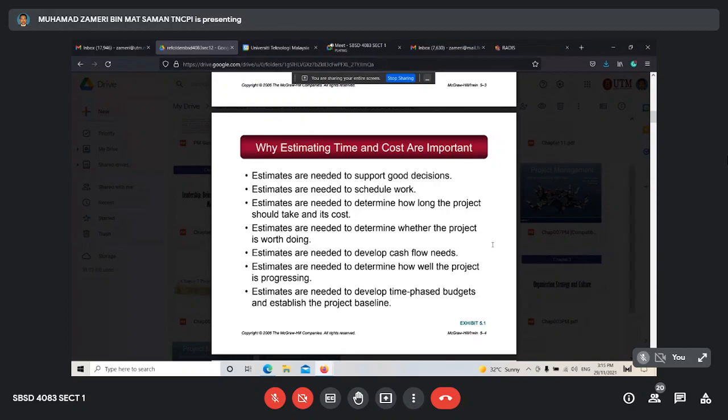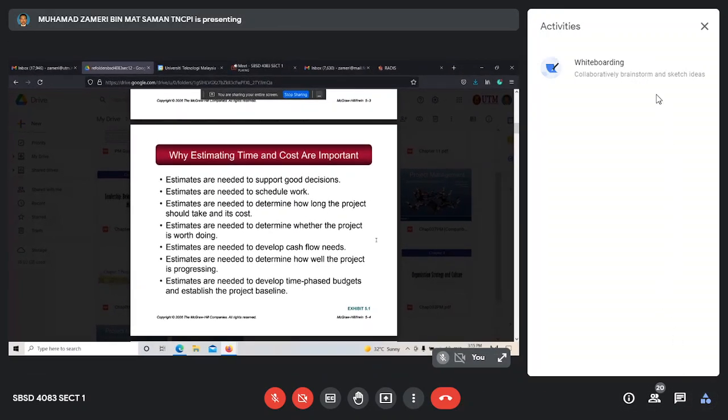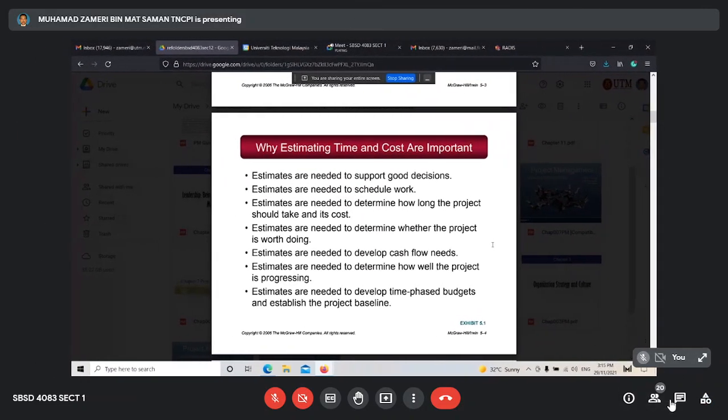And then estimates are needed to develop cash flow needs. Cash flow means the transactions. In 1 month, how many transactions? That means how much you need to spend in 1 month. So if you have a target, you can plan that. Estimates are also needed to determine how well the project is progressing. Based on your forecast data, you can monitor the progress of the project because you already know.